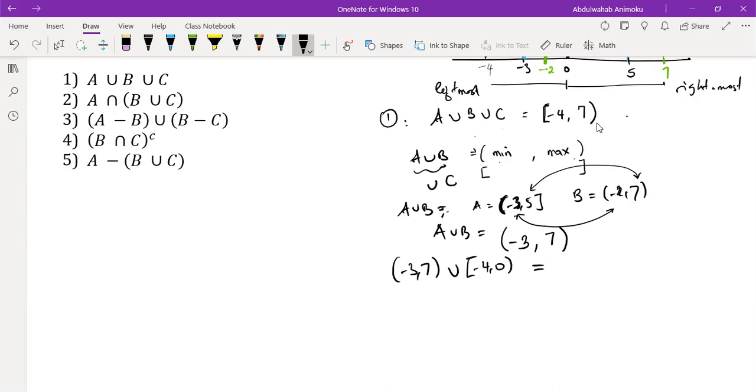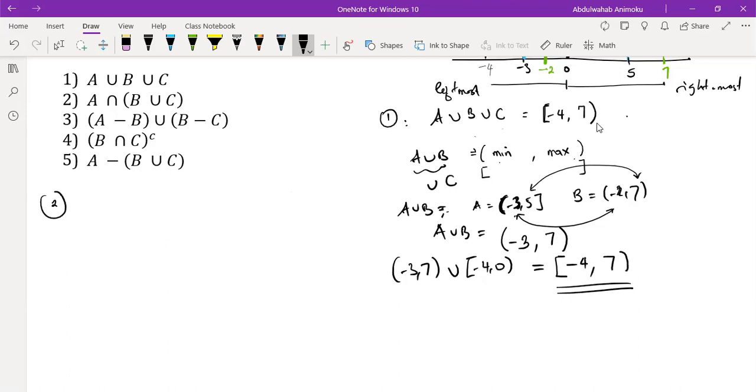Again, minimum of -3 and -4 is -4. Maximum of 7 and 0 is 7. The -4 comes with closed and 7 comes with open. So this gives us the A union B union C. All right, that's the solution to that.